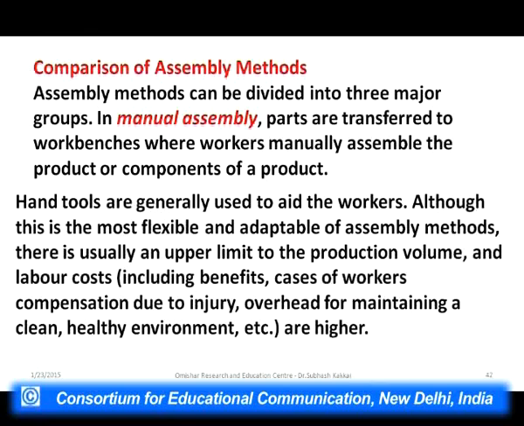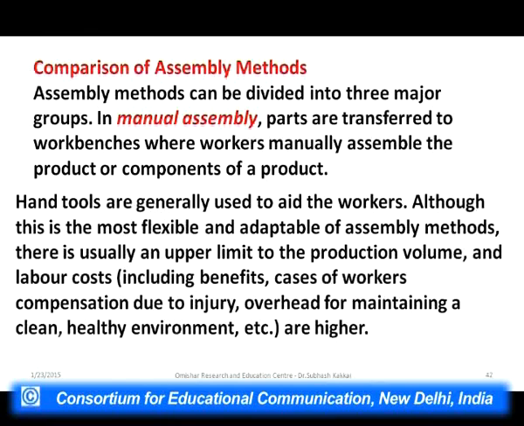are higher. Here we have to see what the production rate is at which the product is to be manufactured, because manual operations can handle the quantity to a certain extent only, not beyond that. So, where lesser production is required, we keep things manual.